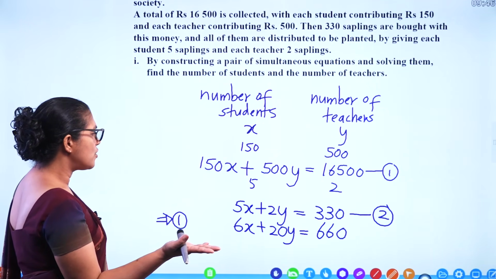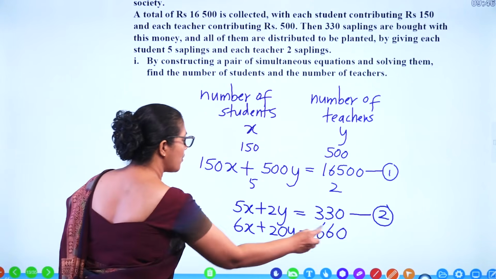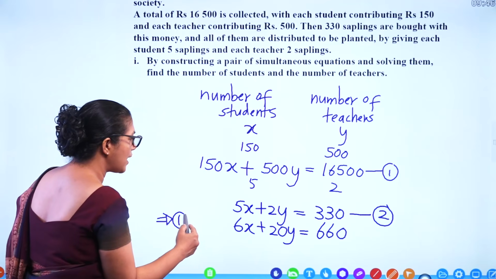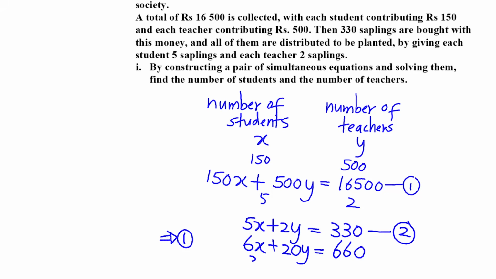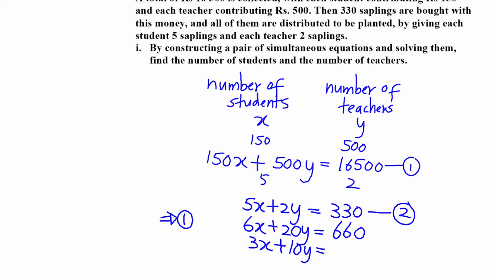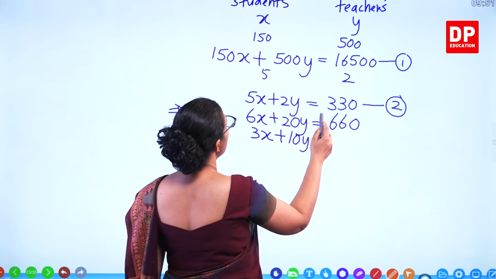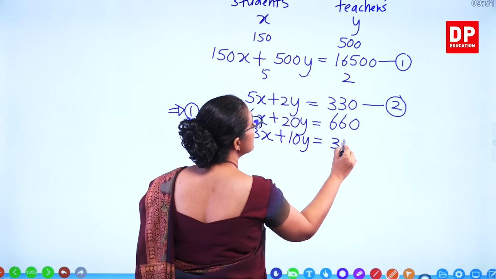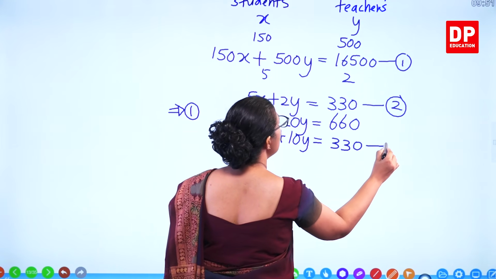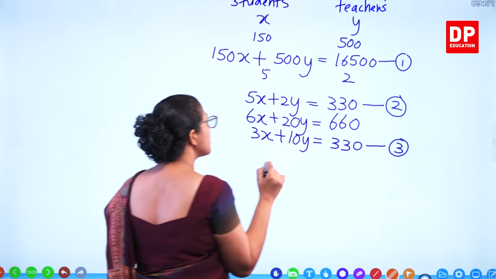You can divide the whole equation by 2 again. 3x plus 10y equals, divide by 2, you get 330. So I'll label this as the third equation.